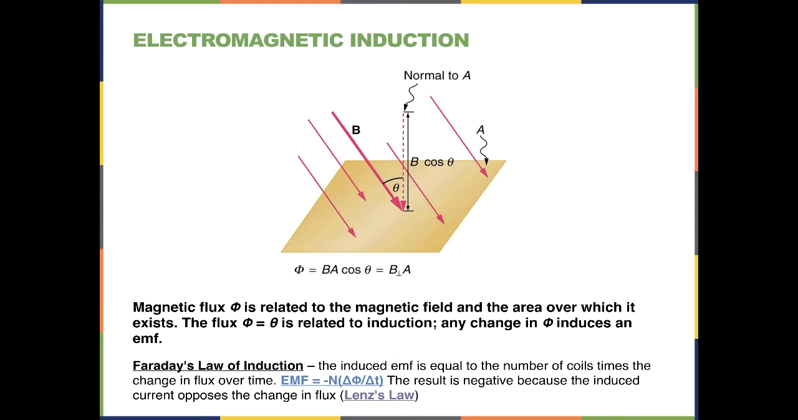Faraday's law of induction states that the induced EMF is equal to the number of coils multiplied by the change in flux over time. So EMF is equal to N, which is the number of coils, times the change in flux. This is what's caused by motion over time. The result is negative because the induced current is opposite to the change in flux. And this is known as Lenz's law.